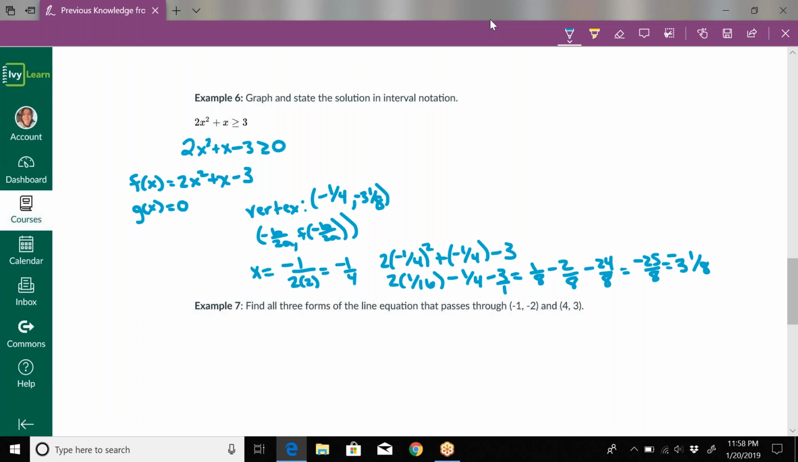That helps. So that's our vertex. The other thing I would find is your x-intercepts, and you find that by setting the function equal to 0 and seeing if you can solve that either by factoring or quadratic formula.